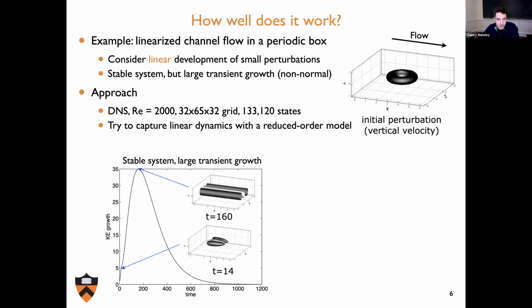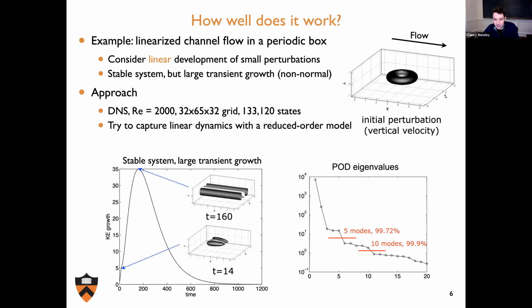The system is stable, but first it has this large transient growth, and you see the structures that emerge there, pointed to by those arrows. So all I'm going to try to do with the low dimensional model is capture this phenomenon, this large transient growth before the decay, just for this one perturbation.